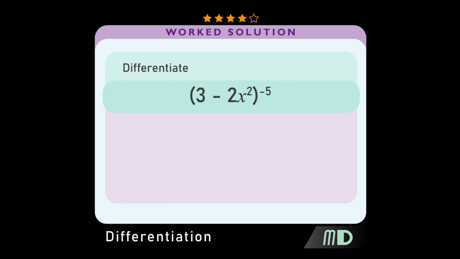To differentiate a function like this, which is a composite function, or a function of a function, we need to use the chain rule. The chain rule states that dy by dx is equal to dy by du multiplied by du by dx, where u is a function of x and y is a function of u.